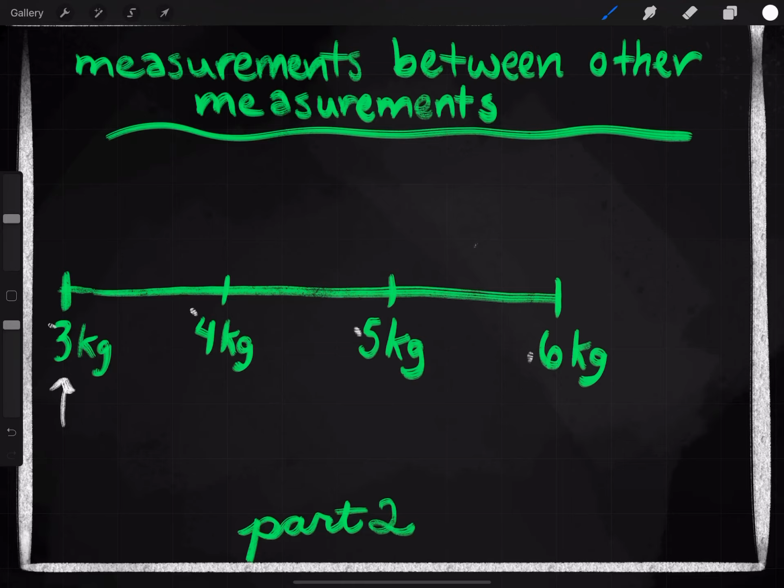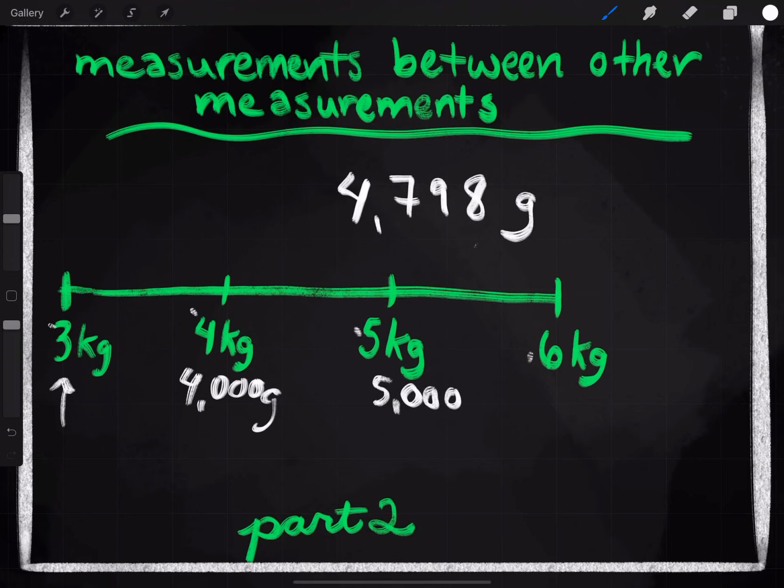So let's do a couple more. Let's say we had 4,798 grams. About where would it go on this number line? Give it a try. You may have noticed that 4 kilograms is the same as 4,000 grams, so it's bigger than that. 5 kilograms is the same as 5,000 grams, so it's smaller than that. So it's somewhere around here, closer to the 5 kilograms because 4,798 is getting close to 5,000.